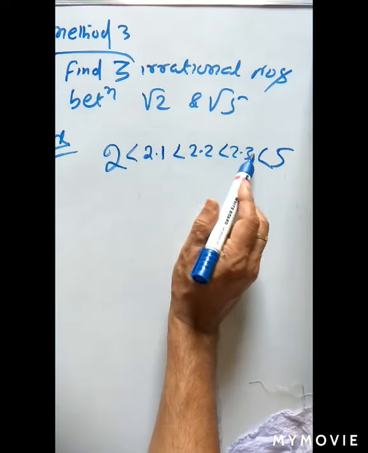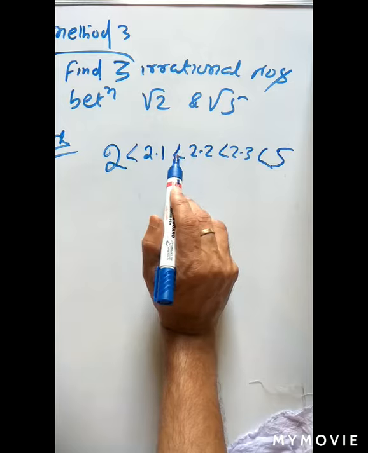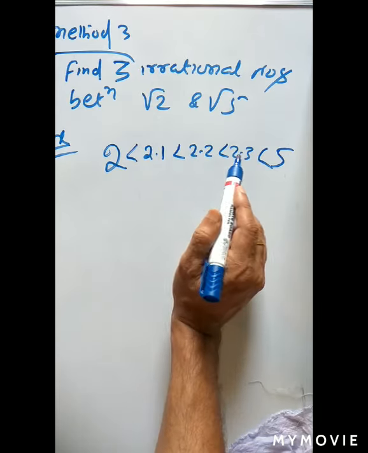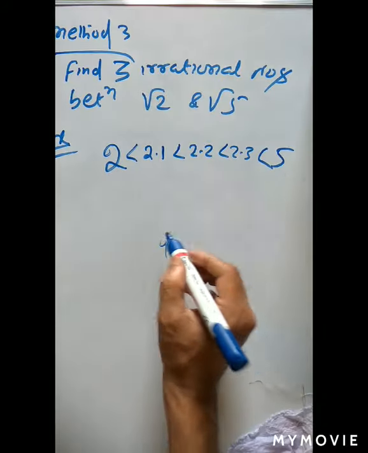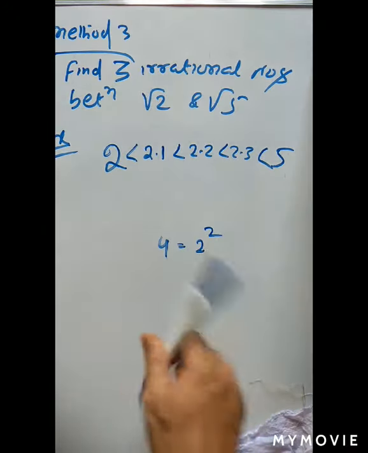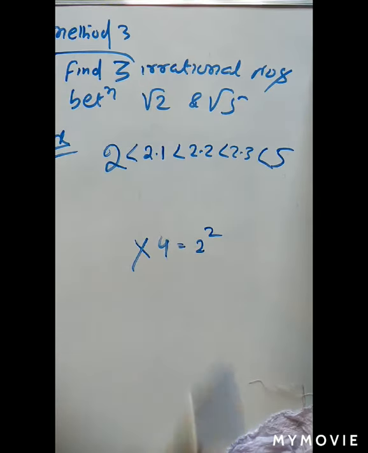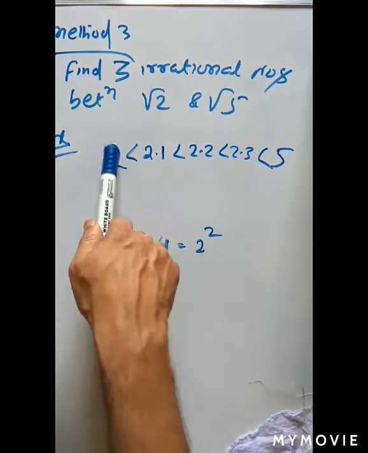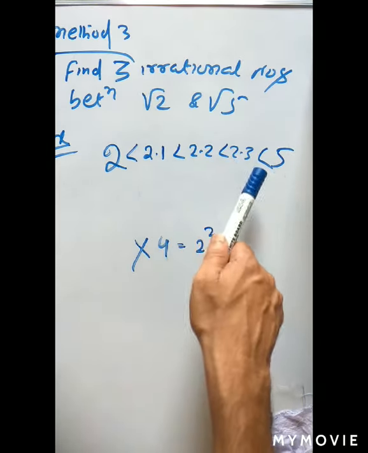So you choose 3 rational numbers which are not a perfect square of any number. Just like if you choose 4 between 2 and 5, there is a number 4, but 4 is a perfect square of 2. So this type of number, don't select. You select the numbers between 2 and 5 which are not perfect squares of any number.